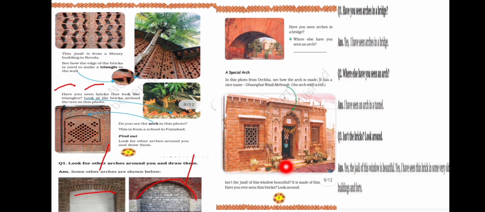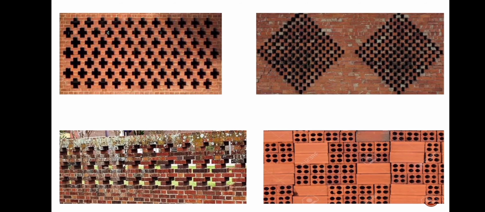Isn't the jali of the window beautiful? It is made of thin brick. Have you ever seen thin brick? Look around. Here you can observe these windows are made of thin bricks. And in the modern age also masons use thin bricks to make designs in windows or different walls. Here some more jali patterns are given.